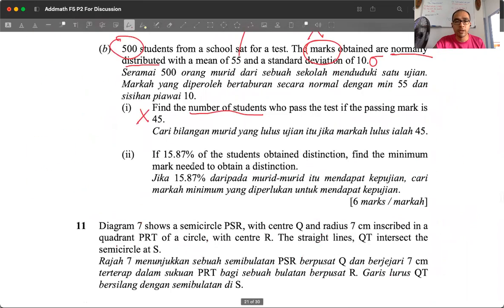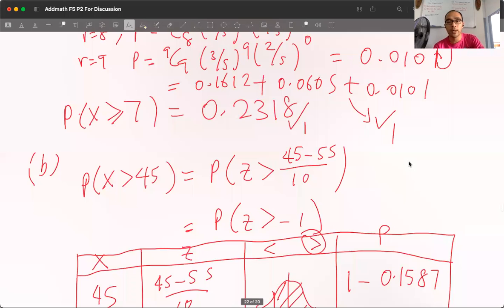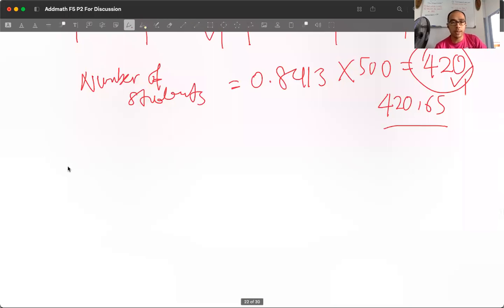Okay, next question, which is actually the last, not for today, I mean for this. If 15.87 of the students obtain distinction, one thing you need to note, if you see percentage, you can change this to probability. Divide by 100, 0.1587. So find the minimum mark needed to obtain distinction. Which basically means that you find from this probability, and since it's minimum mark, we want more lah.